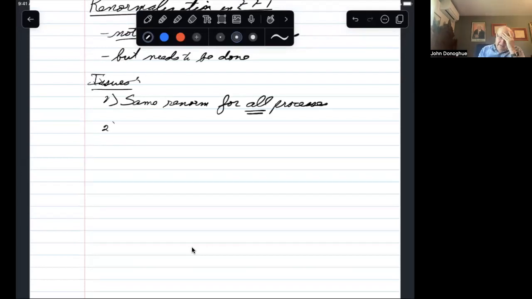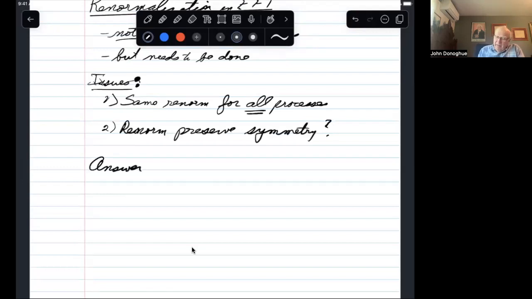And the second feature is, does the renormalization preserve the symmetry? Both of those are not yet answered, but the answer to these is to use the background field method.